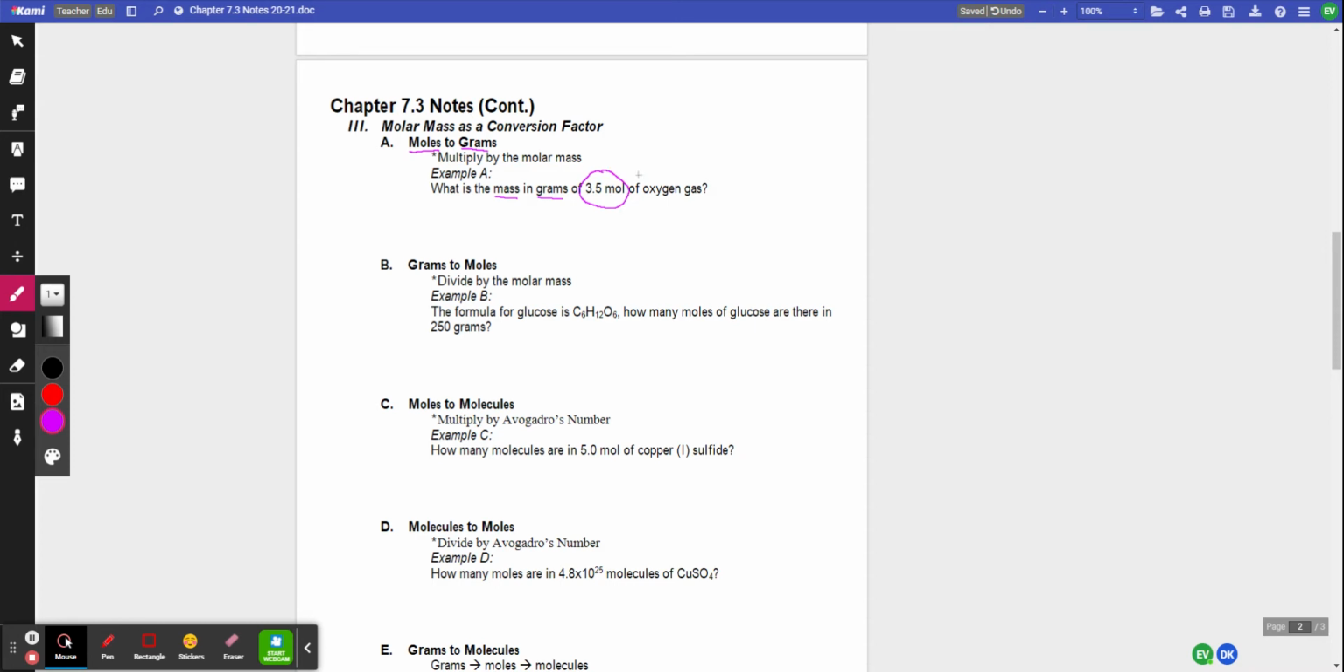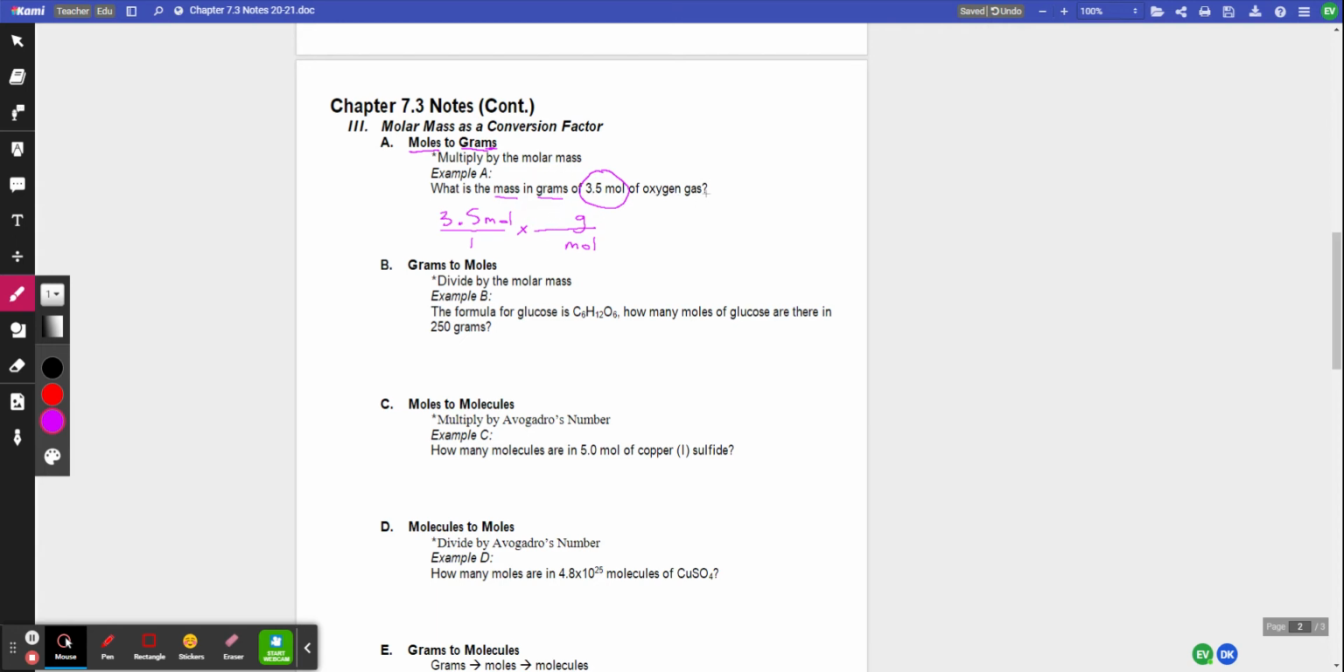This is our given. So we're going to start by writing the given, 3.5 moles over 1. And we're going to convert, so that means we need a conversion factor where moles go on the bottom and the unit we're looking for, grams, goes on top. This grams per mole is the molar mass, and the grams go on top.